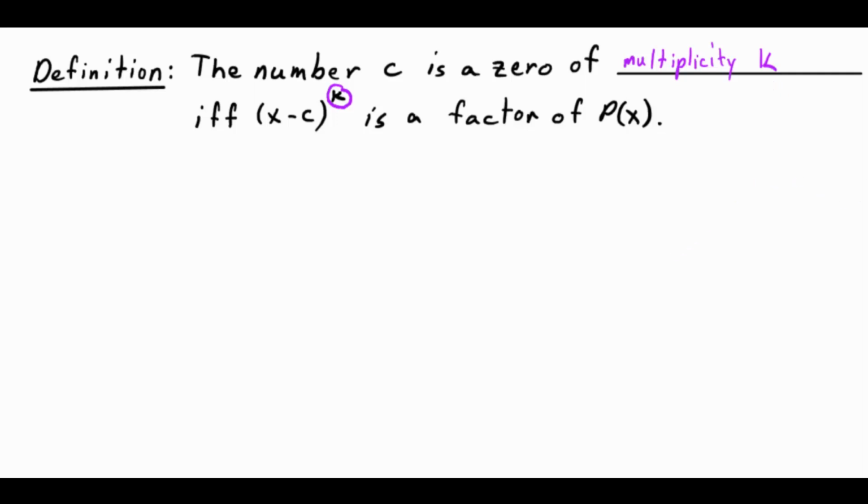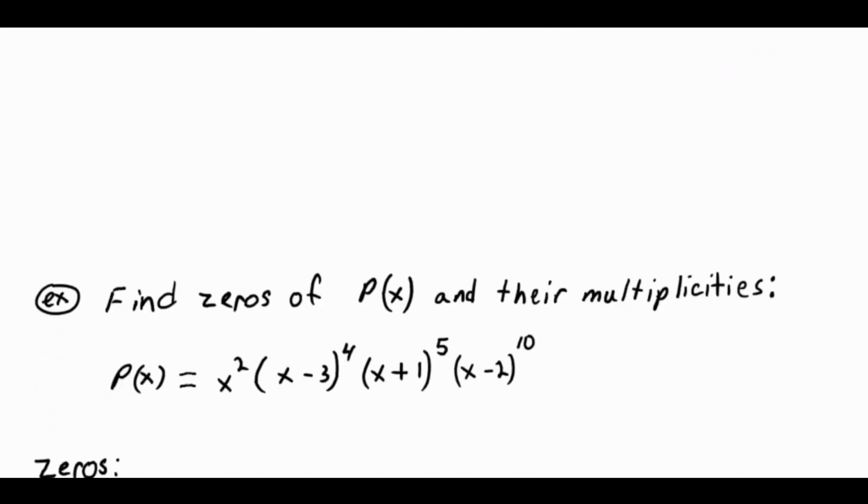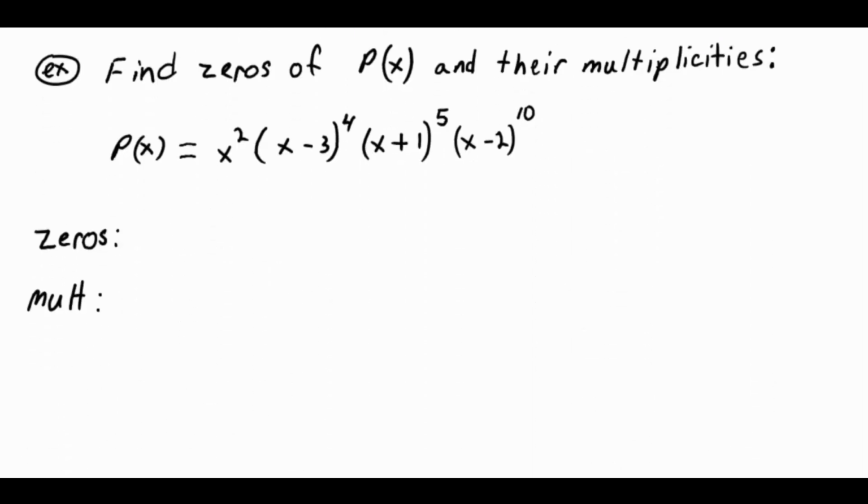So let's look at an example. Find the zeros of p of x and their multiplicities. So we have p of x equals x squared. It's factored for us. That's nice. x squared times quantity x minus 3 to the 4th times quantity x plus 1 to the 5th times quantity x minus 2 to the 10th.